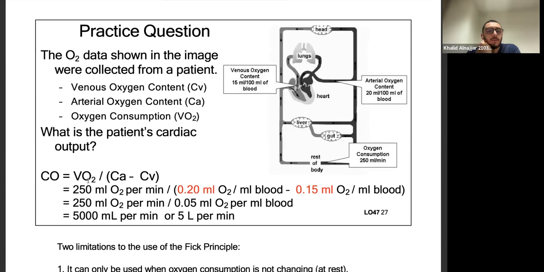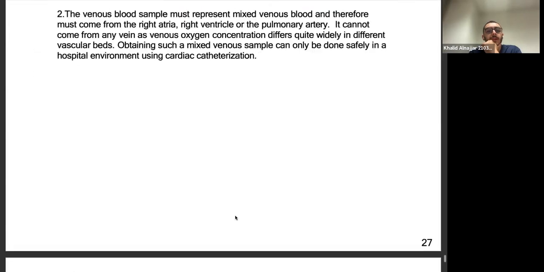This is the explanation. So VO2 is 250 over 0.20 minus 0.15. 0.20 is the oxygen in the arterial blood, and 0.15 is the oxygen in the venous blood, or the mixed venous blood. You do this equation, you will end up with 5 liters, which is the normal cardiac output in a normal healthy person.